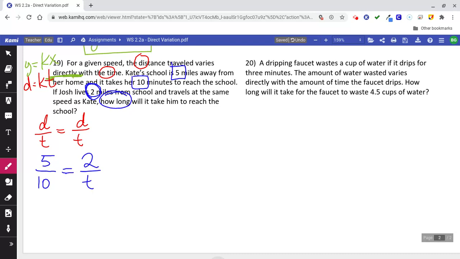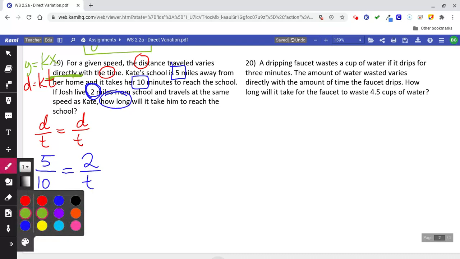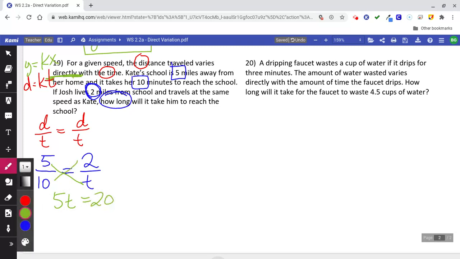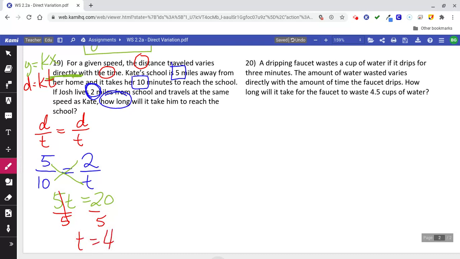So there's my setup. D over t equals d over t, and I'm still going to solve it the same way. I'm going to cross multiply. 5 times t equals 2 times 10 is 20. So the t, I'm going to divide by 5. That gives me t equals 4. What are we talking about here? Time, how long? It's talking about minutes, so 4 minutes.